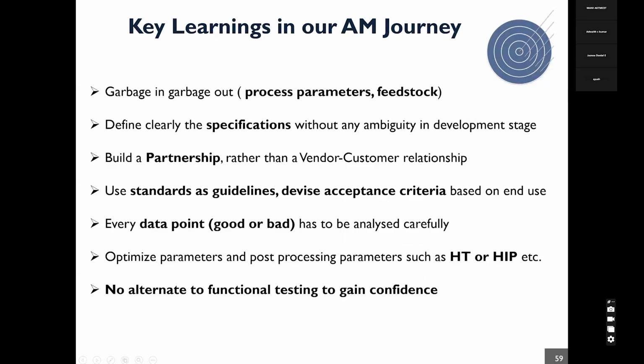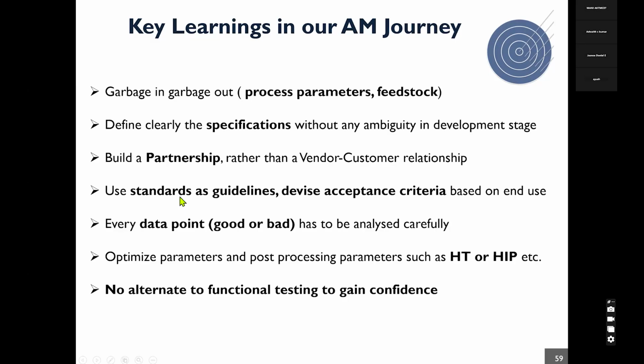So coming to the key learnings in our AM journey, it is similar to computer terminology: garbage in, garbage out. Both your process parameters and feedstock need to be good to get a good product. And we also need to define the specifications very clearly without any ambiguity in the development stage to reduce the cycle time for development of components through additive manufacturing. And with our vendors, we don't look at it as a vendor-customer relationship, rather as a partnership.